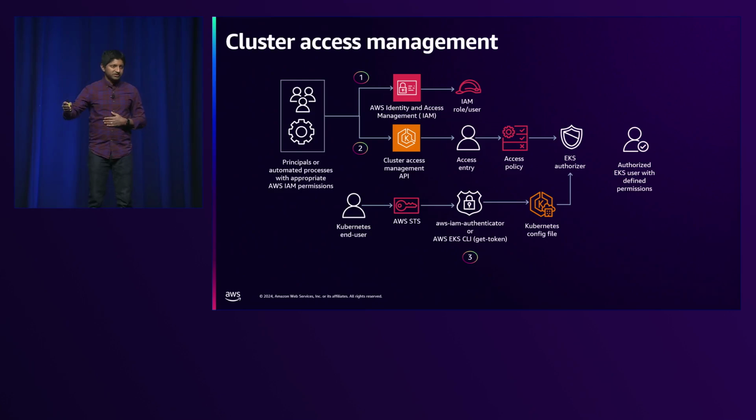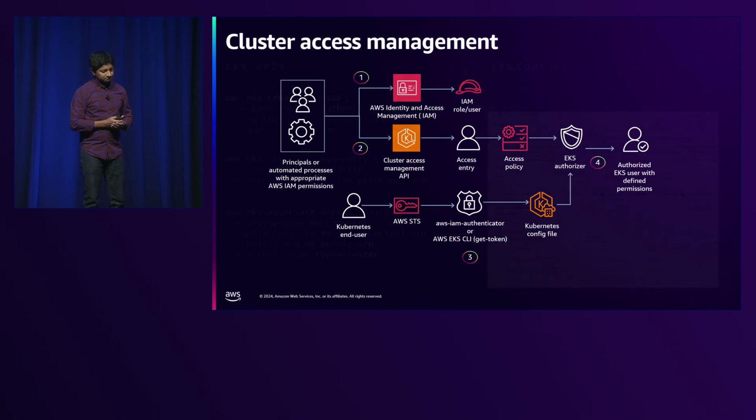The next is authorization. For authorization, there is a series of authorizers that we look at. And then if the user identity maps with the access entry and access policy, the authorization is also allowed, and then the request can flow in.